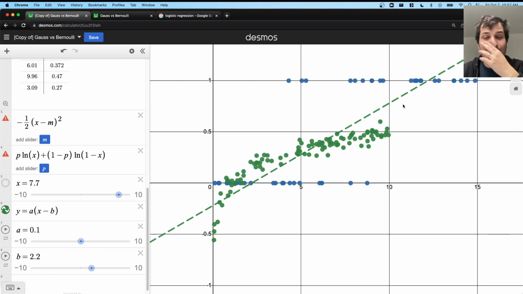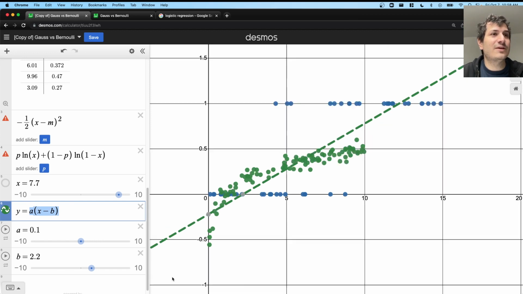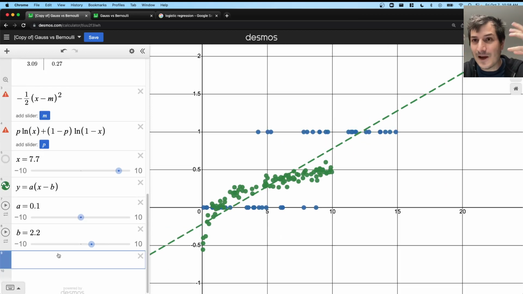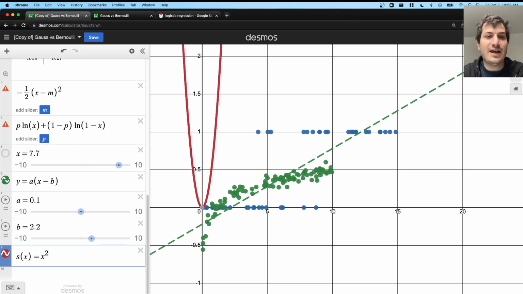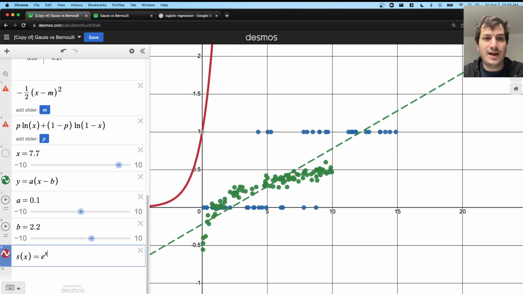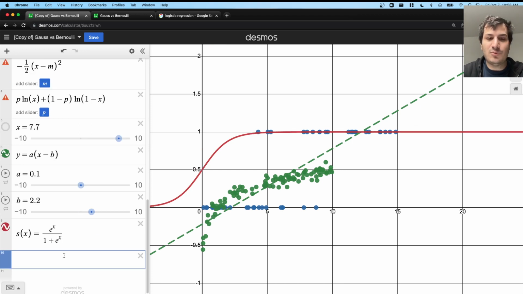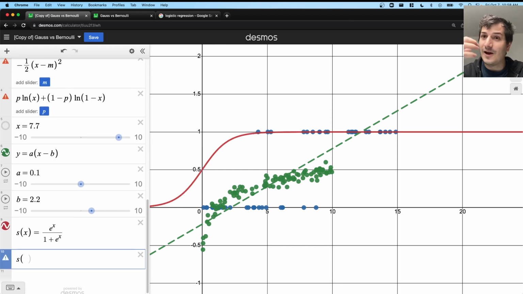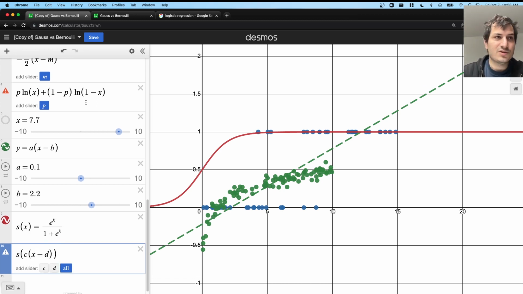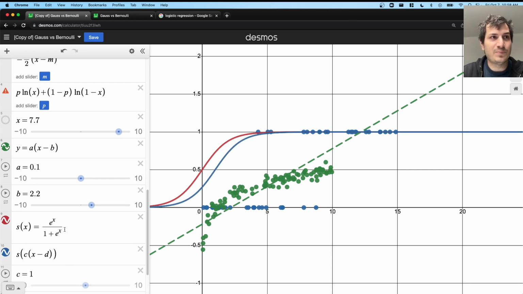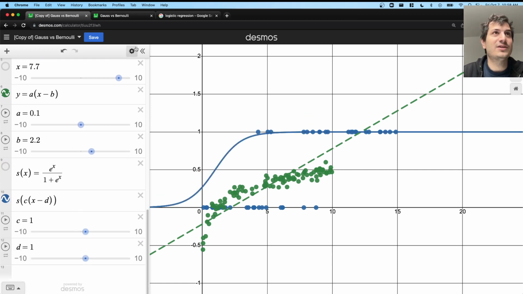In logistic regression, again, what we're trying to do is fit to this kind of thing. And instead of using y equals ax minus b, we have something very similar. We're still using some linear stuff, but we're using this sigmoid function. This is the function s of x, which is e to the x divided by 1 plus e to the x. This is the sigmoid function, and it looks like that. If you take the sigmoid function and feed a linear function into it, so I do s of cx minus d, I have a linear function cx minus d and I'm applying the sigmoid to it.